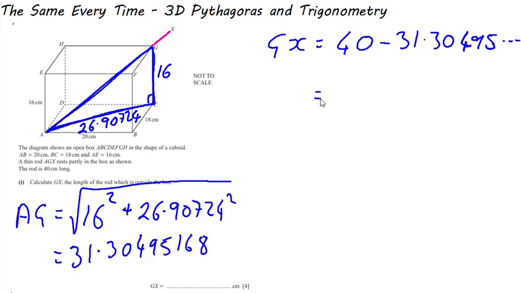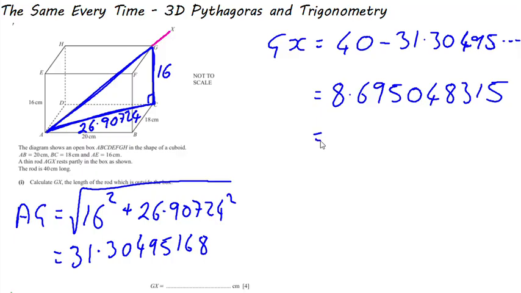So you should still have that number on your calculator, so 40 minus that. And they don't actually tell me in the question what accuracy to go for, so I'm going to write down my full calculator answer there, and I'm also going to round this.